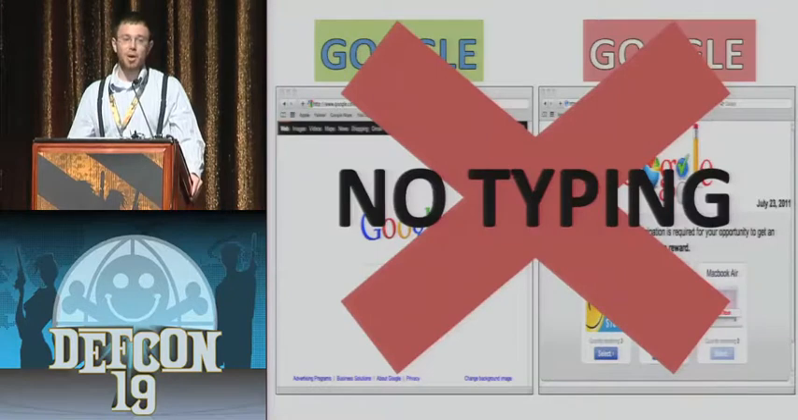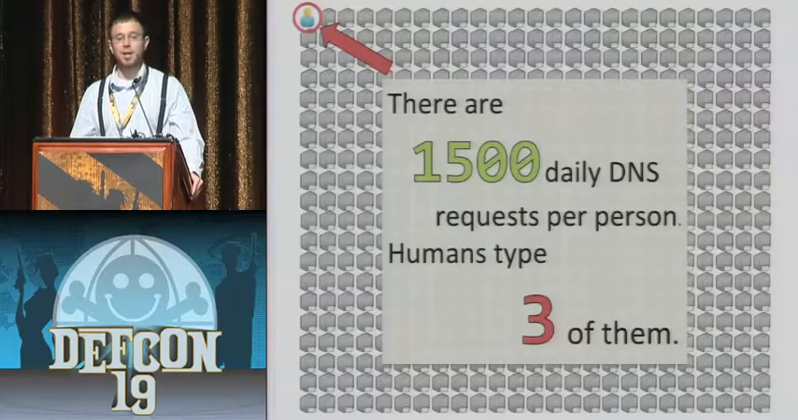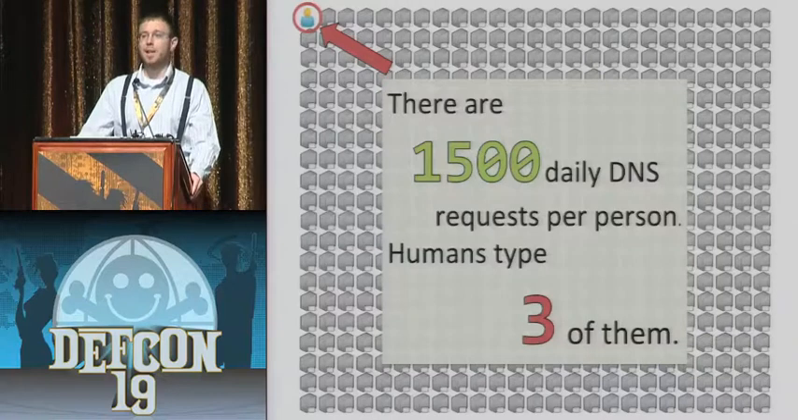Bit squatting requires absolutely no typing. The reason is that while humans do a lot of typing and they make a lot of mistakes, computers make a lot more DNS queries. The graph on this slide is actually to scale. If you look at the top right corner, you see the little guy circled in red. That's the proportion of DNS requests that humans make compared to the proportion of DNS requests that computers make.